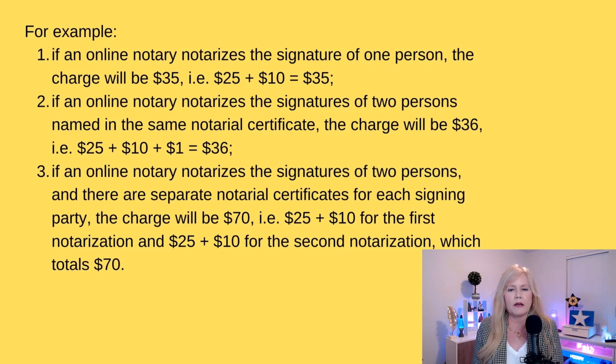Now, if an online notary notarizes the signatures of two persons and there are separate notarial certificates for each signing party, the charge will be $70. Example, 25 plus 10 for the first notarization and 25 plus 10 for the second notarization, which equals $70. Now, do online notaries public need to obtain a bond in addition to the bond required to be a traditional notary? No.